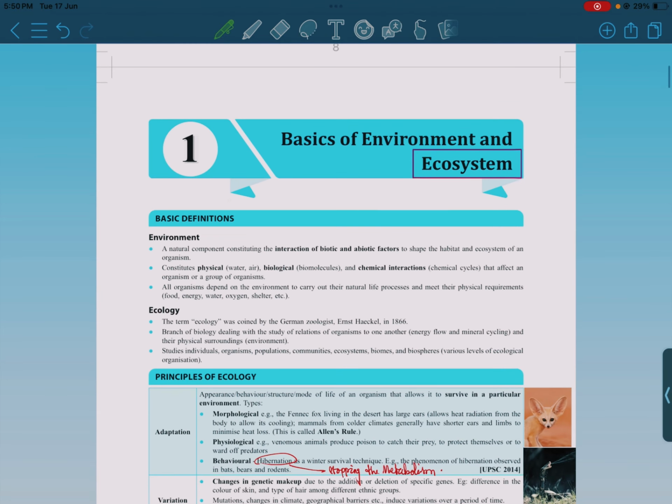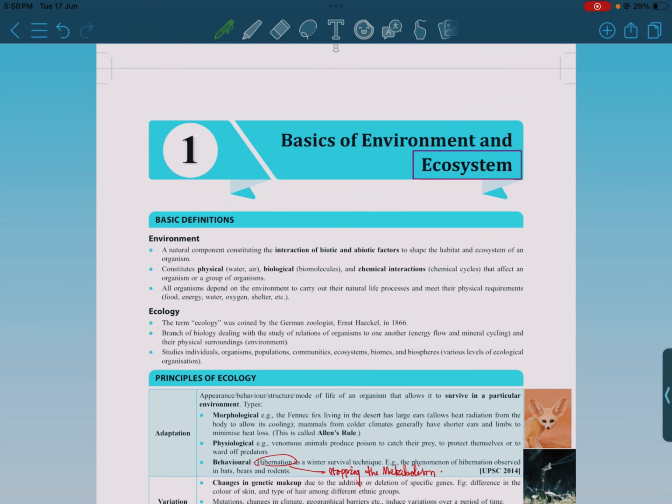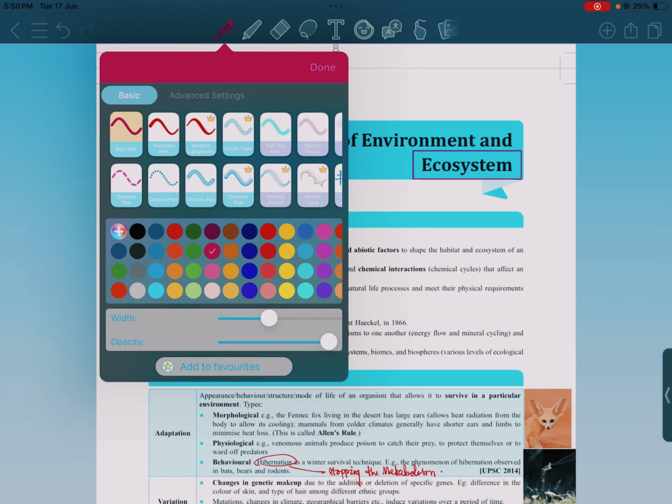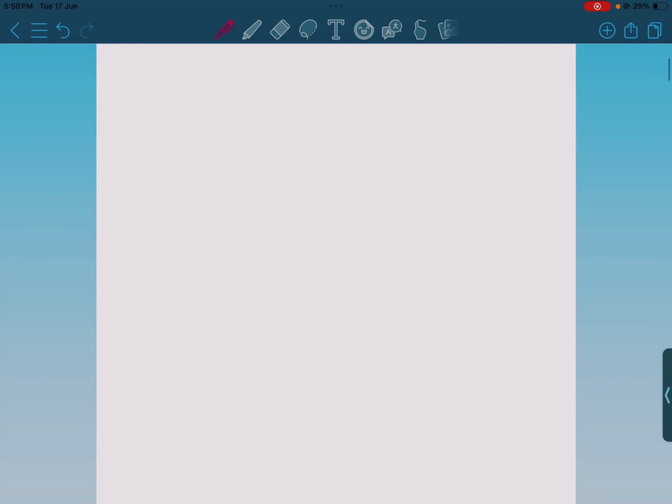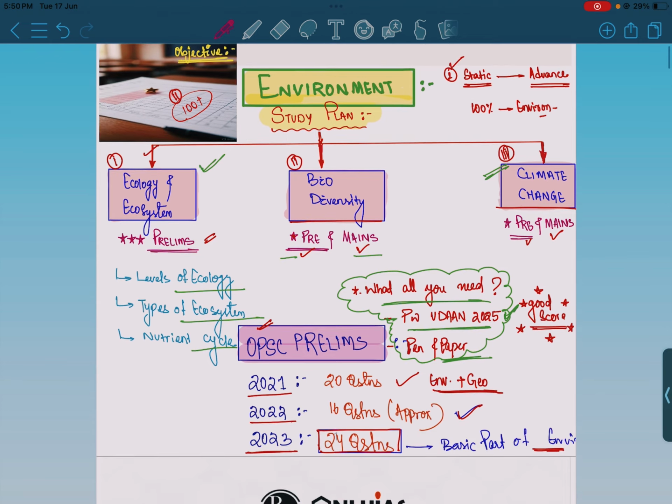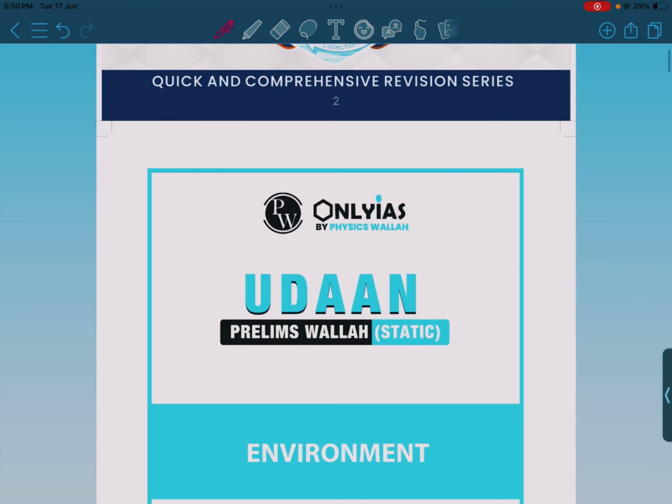So from the next class onwards we will be discussing the basics of environment, and the ecosystem topic. As we discussed, this will be our first topic of the first section of discussion: what is ecology and ecosystem.